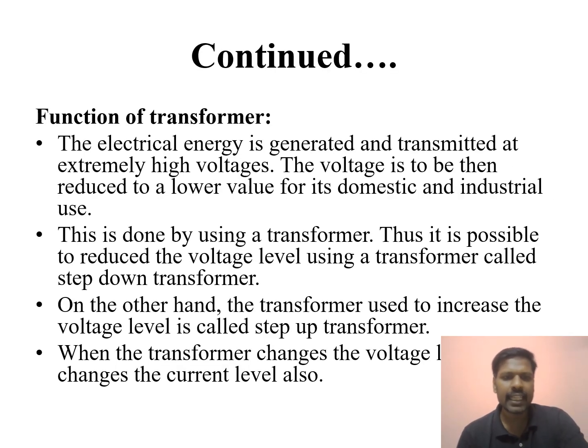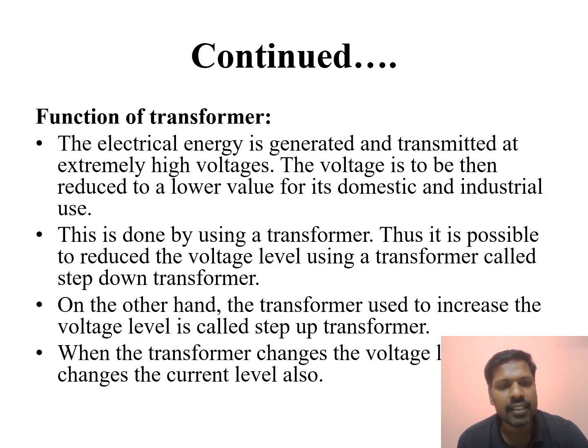In power plants, electrical energy is generated and transmitted at very high voltages. Using high voltage reduces the current for a given power, which in turn reduces I squared R losses in transmission lines. But at the consumer end, such as homes and industries, we cannot use these very high voltages directly. So we must reduce the voltage to safe and usable levels, and this is done using a transformer.